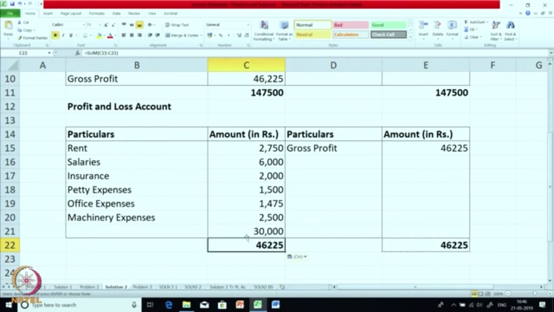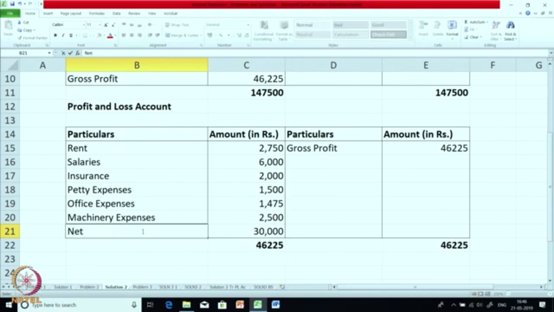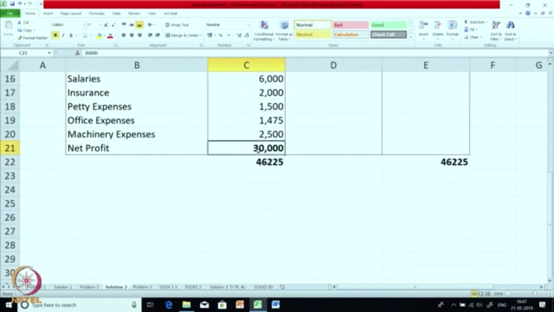Take total on debit side also. You will get a balance of 30,000. This 30,000 represents your final profit, generally known as net profit. Are you getting it? Net profit is the most important figure, so I am just making it bold. So for this particular period, we have recorded all incomes and expenses and got a profit of 30,000.